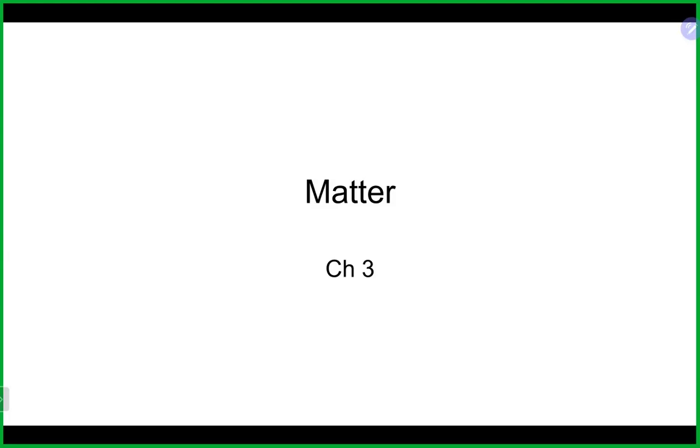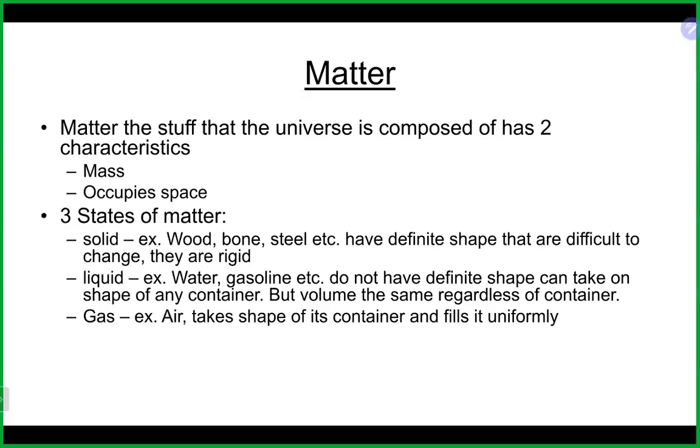All right, let's go to chapter 3 here. Chapter 3 is a pretty short chapter, and it's about matter. So obviously we talked about last time the different states of matter. Matter, as we talked about, is basically the stuff that the universe is composed of. It has mass and occupies space.